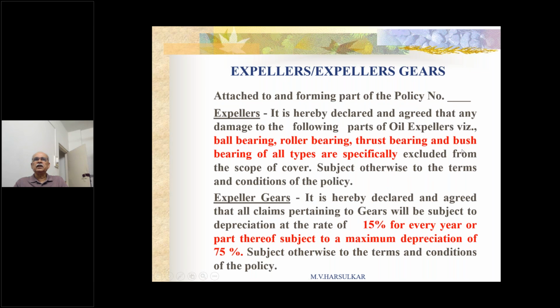And expellers and expeller gears. This is in oil expellers, oil industries. These expeller parts are not payable. Ball bearings, roller bearings, thrust bearings, and bush bearings of all types are specifically excluded from the scope of cover. Normally, if bearings are damaged in an accident, we apply depreciation and pay the cost of the bearing. But here it is specifically mentioned that this is not to be paid. For expeller gears, the depreciation is 15% per year, the same as the expeller gear endorsement.